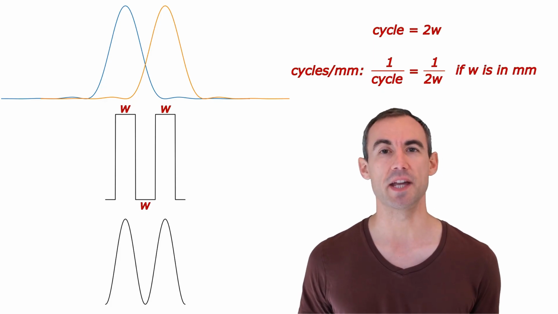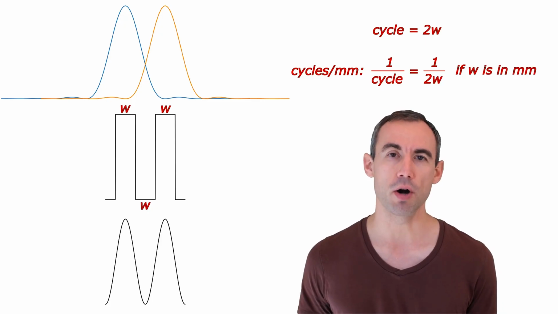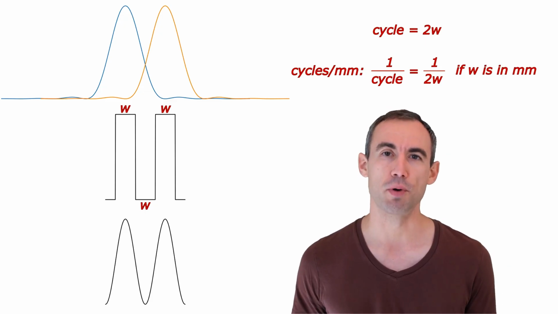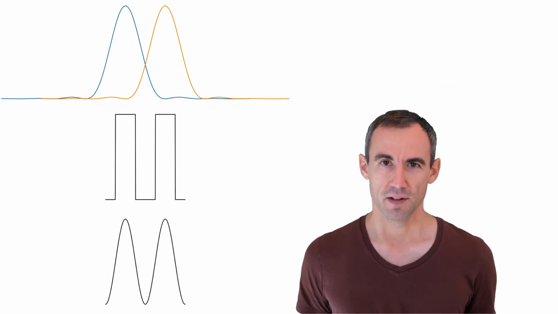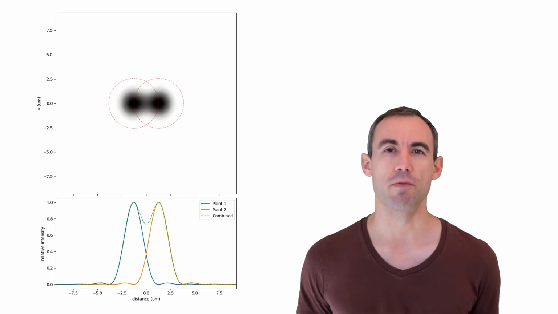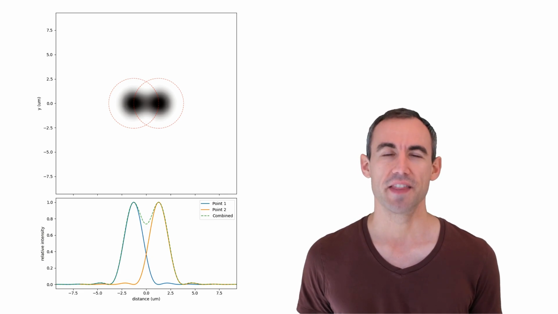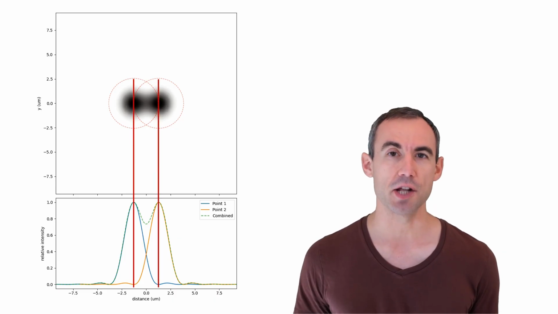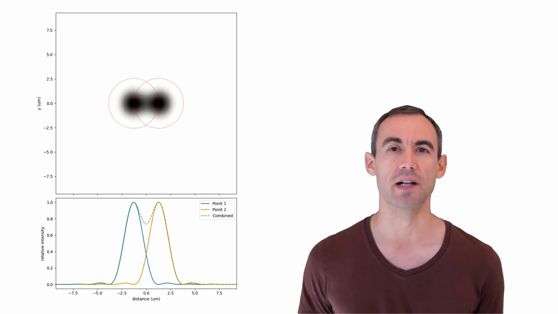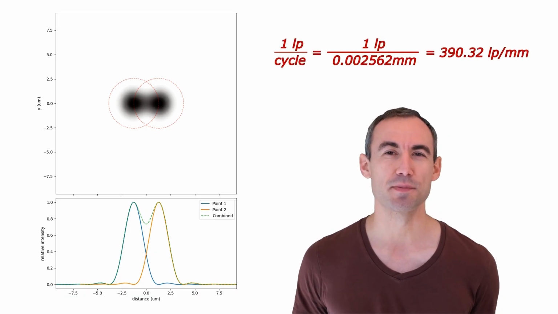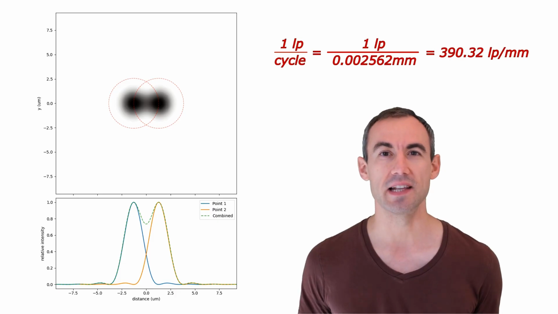And this is called a spatial frequency because the unit is per millimeter, similar to how in audio the frequency unit hertz refers to per second. For example, earlier we talked about the Rayleigh criterion, and we found that the radius of the Airy disk is 2.5 micrometers in this example. This radius already contains a peak and a trough, so it represents the width of a cycle. And the corresponding spatial frequency is 390 cycles per millimeter, or 390 line pairs per millimeter.